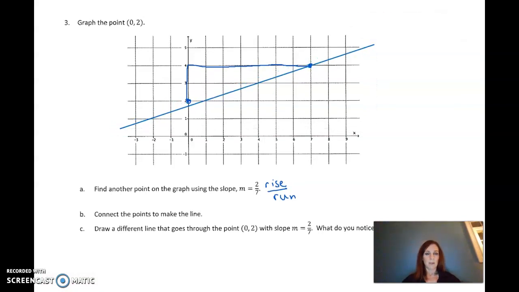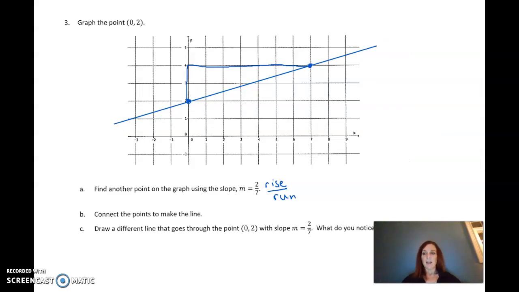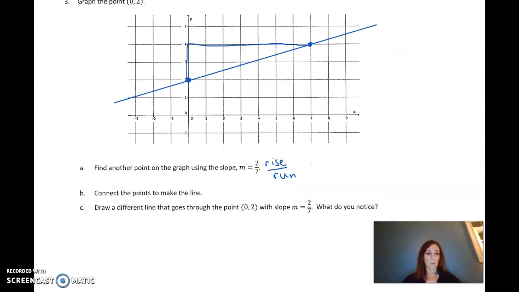Maybe make it the right spot here. Okay. And now it wants us to draw a different line that goes through 0, 2 and has that slope. All right, so I'll pick a different color here. It goes through the point 0, 2, and it has a slope of 2/7. So I'm going to rise 2, and I'm going to run 7. And you know what? Not going to happen.